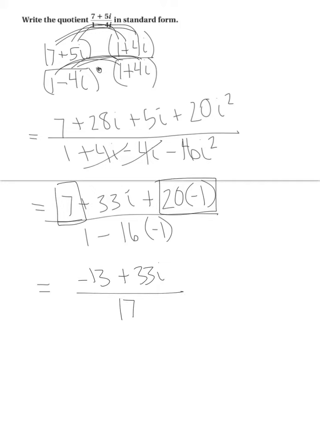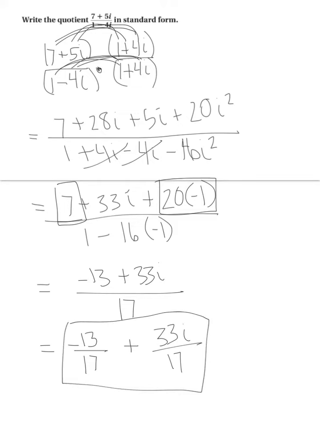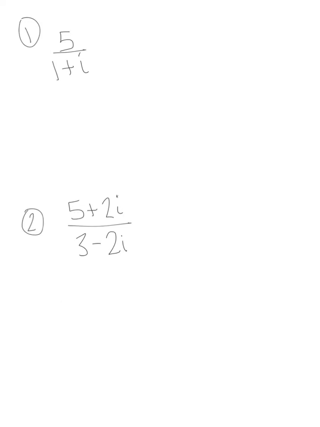And the directions wanted it in standard form, so we need to write this in standard form. So we need the real part first, that would be negative 13 over 17. And then the imaginary part last. So we can break our denominator up and put 33i over 17. And this is my final answer in standard form. Here are 2 examples I would like you to try and put into standard form.